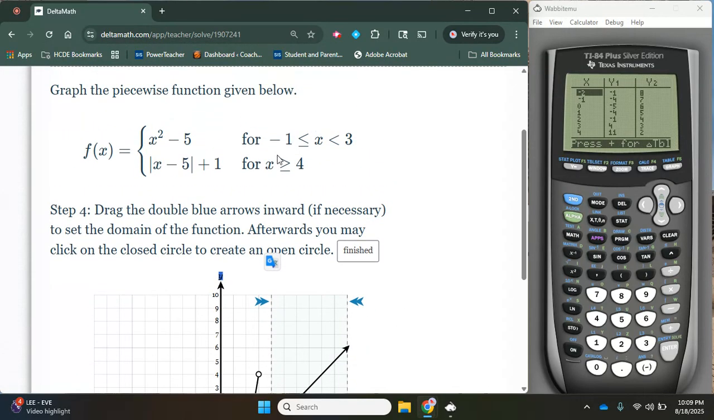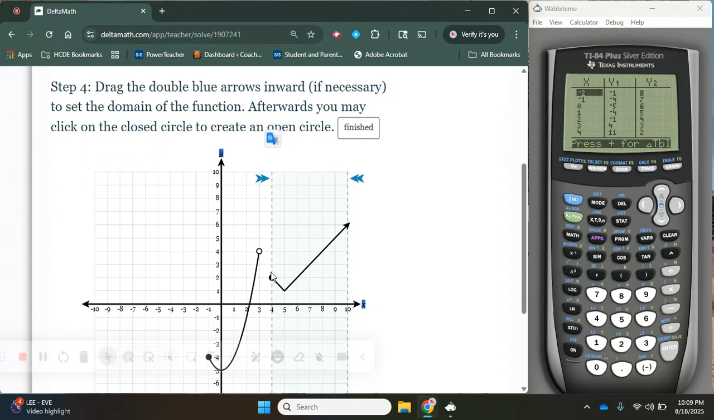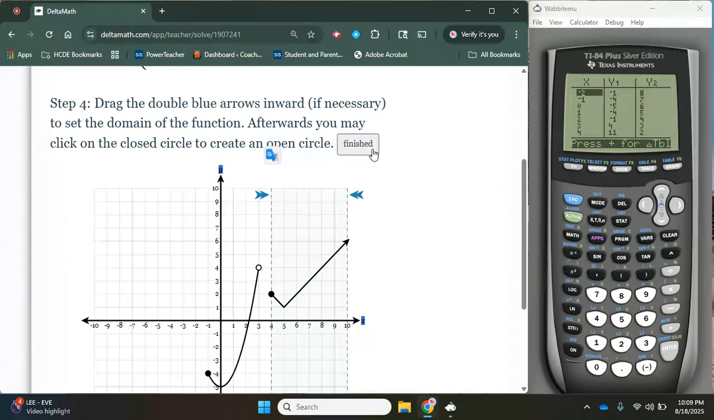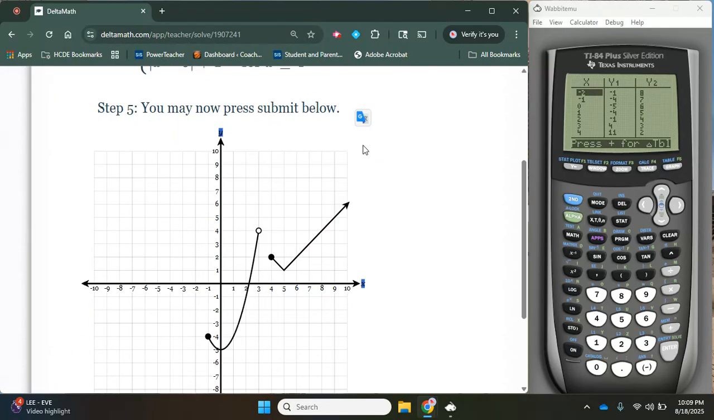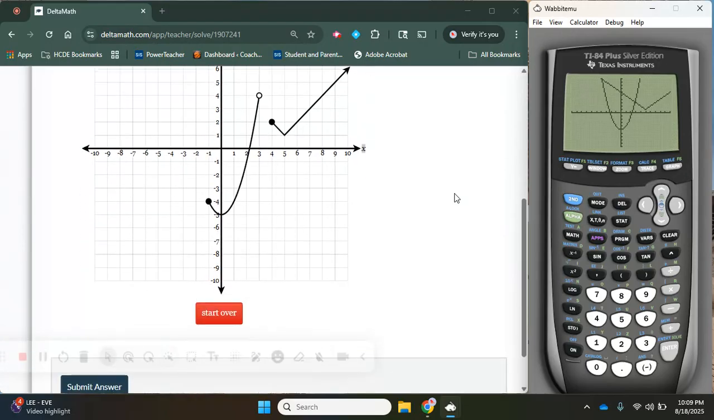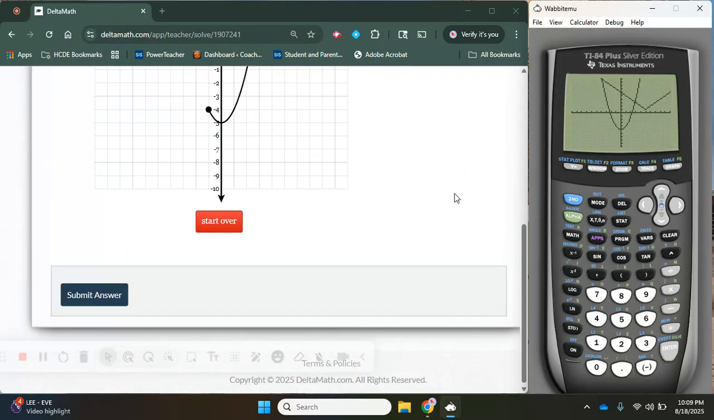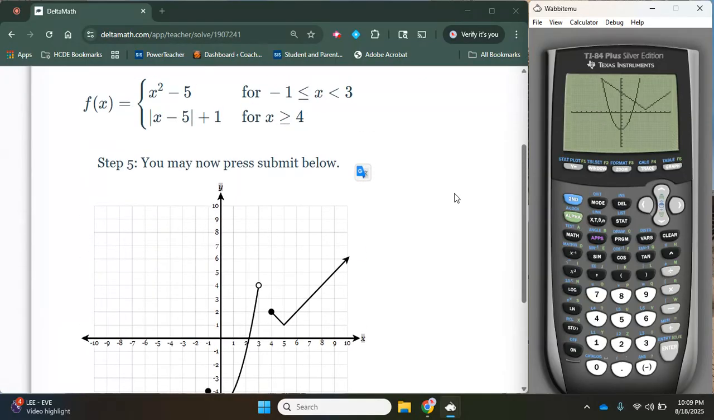Think about this as well. This is a greater than or equal to, which means it is a closed circle included in the data. So we're going to finish that up. We can take another brief look at this and see if everything kind of looks like it. Piecewise, I've heard people call these Frankenstein functions because it's just a piece here, just a piece there. So there's our Frankenstein function.